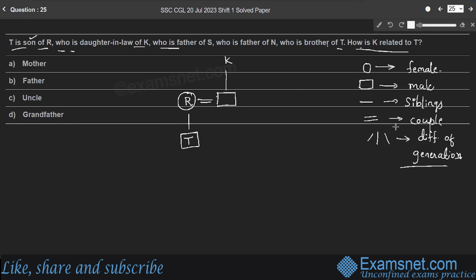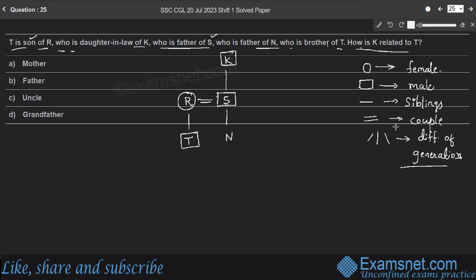Then, who is father of S? Here, person K is father of S. Therefore, K is a male who is father of S. K's son is S, whose wife is R, right? Who is father of N? Here S is father of N. There is a difference of a generation, right?